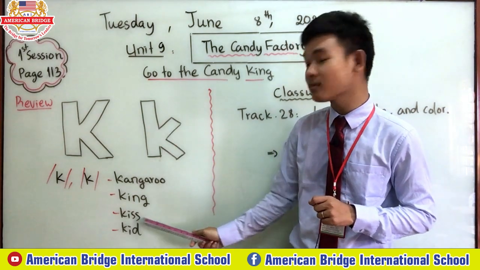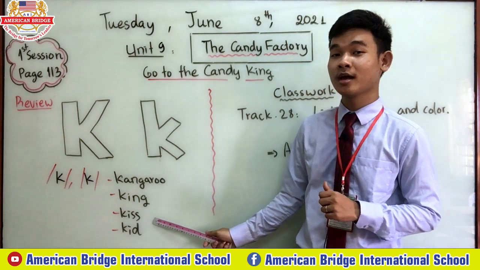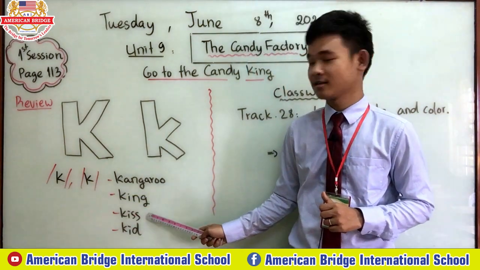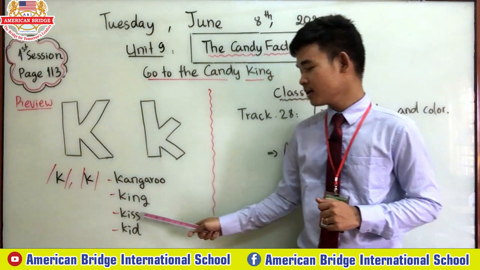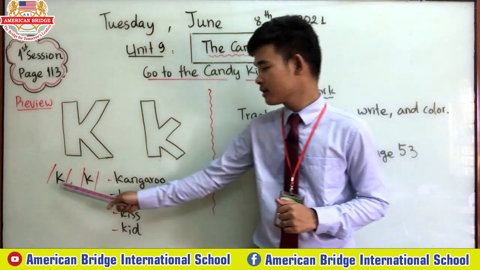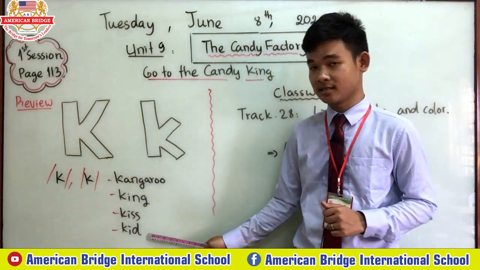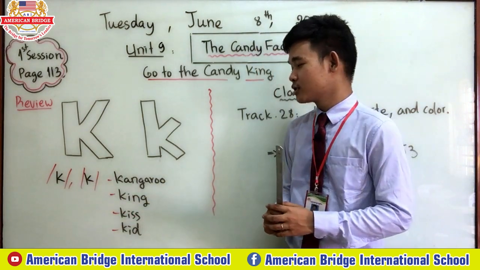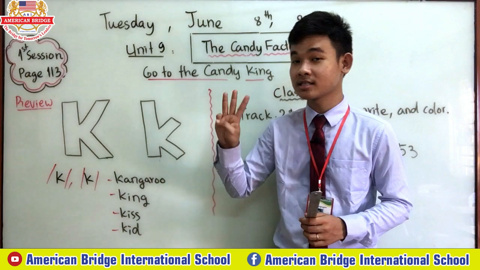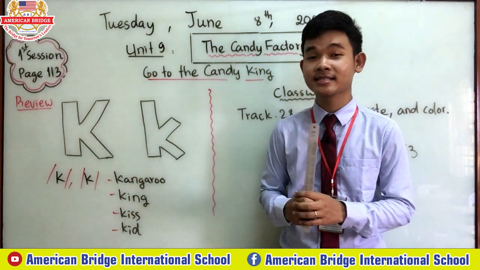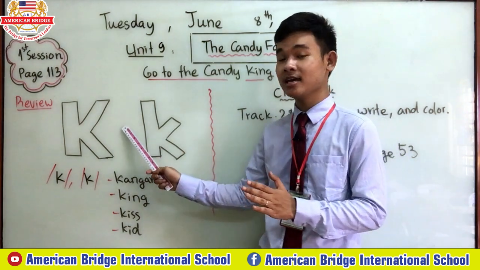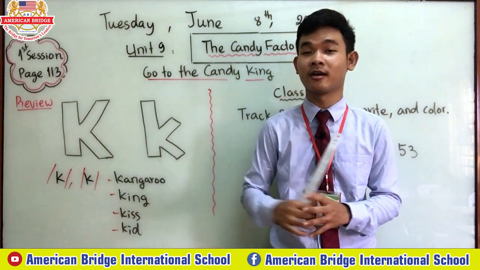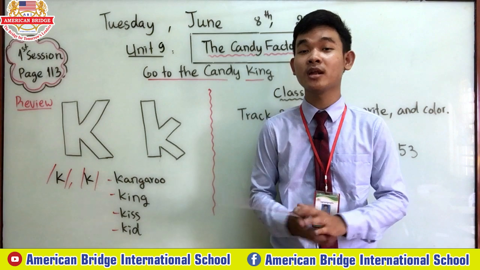But there are more words teacher wants you to know too, okay? K, kiss. Kiss. Kid. Kid. Okay, so these four words, everyone, have the letter K in them and have the K sound. Alright, so do you understand, everyone?